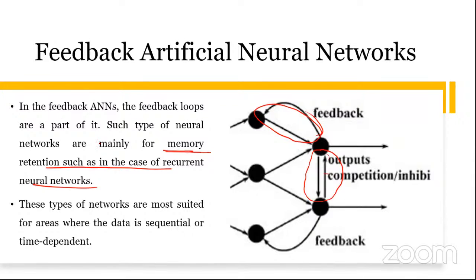Next, one more important point. These types of networks are most suited for areas where the data is sequential or time dependent. Generally we have data in the form of audio, video, image, text. Image is fine, because in the case of an image there is no dependency on the next or previous frame. But weather forecasting data is time series data, and in time series data there is some kind of dependency.